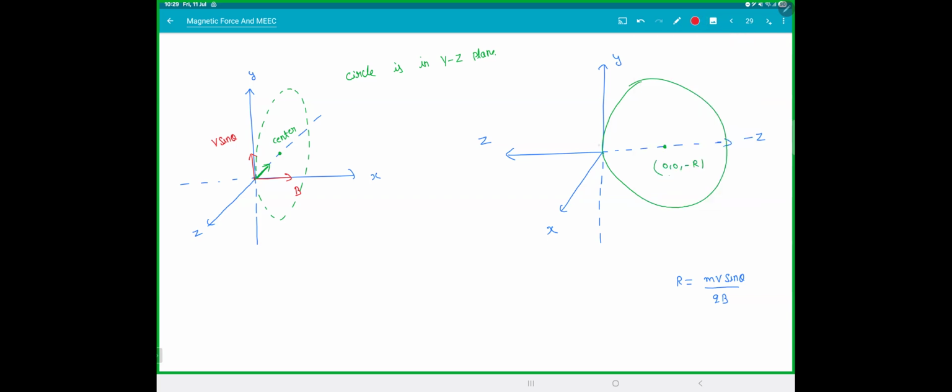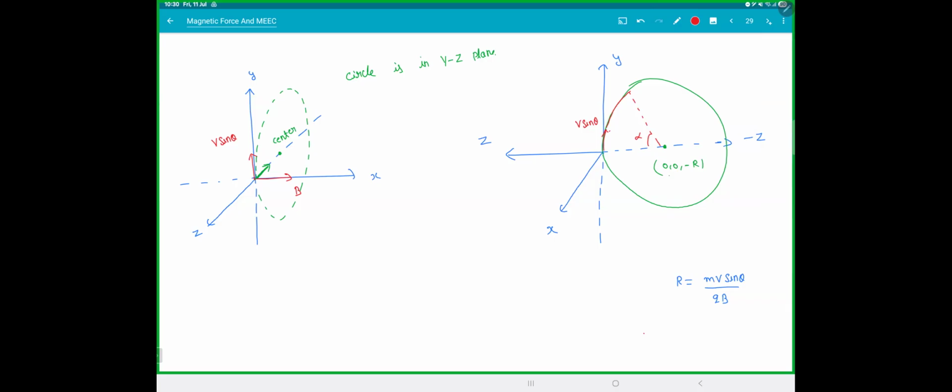And this particle, how is it going? This particle is going like this. So after time t, it will reach somewhere here. This angle will be alpha. So this particle is going in a circle like this in the YZ plane, because with what speed? With v sin theta.